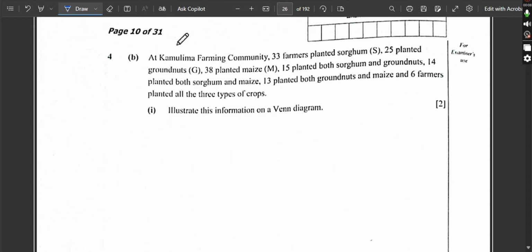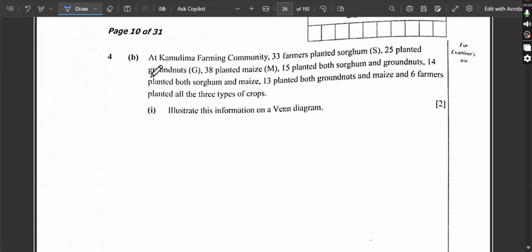We are looking at 2025 GCE Mathematics Paper 2, and here we are going to be looking at a question under sets, which is in section A, question 4. Question 4 has a part B which covered the sets part.